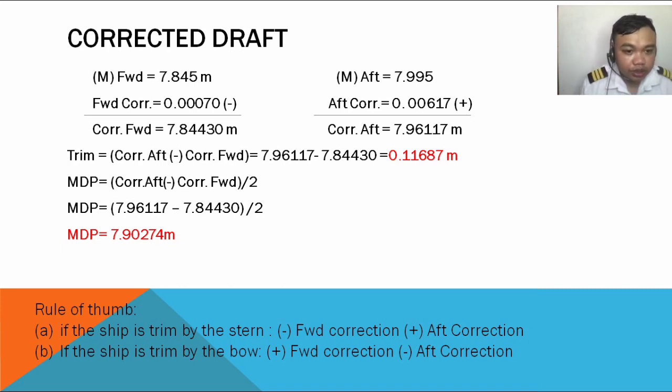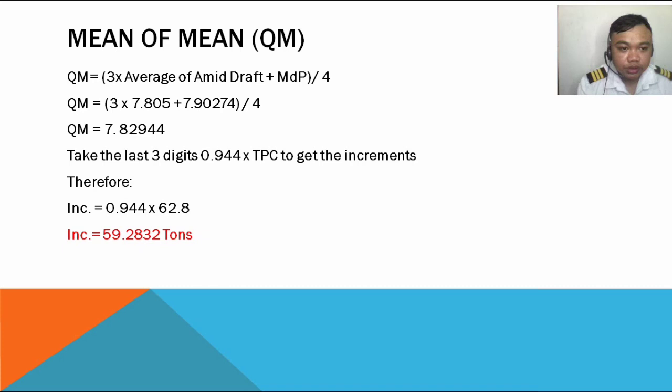Now we will have the MDP. We have the formula: correction aft minus correction forward divided by 2. So the answer for the MDP would be 7.90274. We are going to use this value later on for the quarter mean.